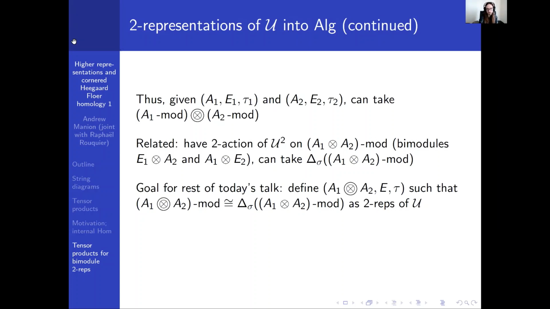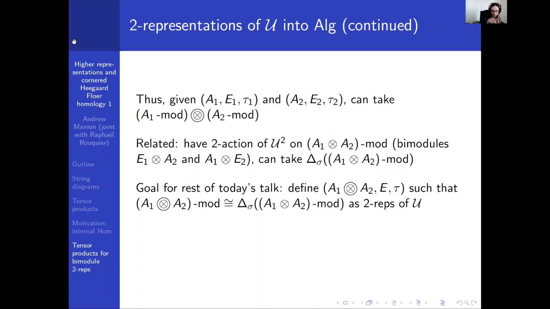So A1 tensor A2 comma E tau, and the property we want it to satisfy is that if I take mod of that, I pass to the category level, then that's the same thing as on the previous line, where I first took the ordinary tensor product of the algebras, but then I took mod and did this delta sigma construction. That's somehow the cleanest way of stating this relationship with the category level. There are other things you can say as well, but this is the cleanest way.